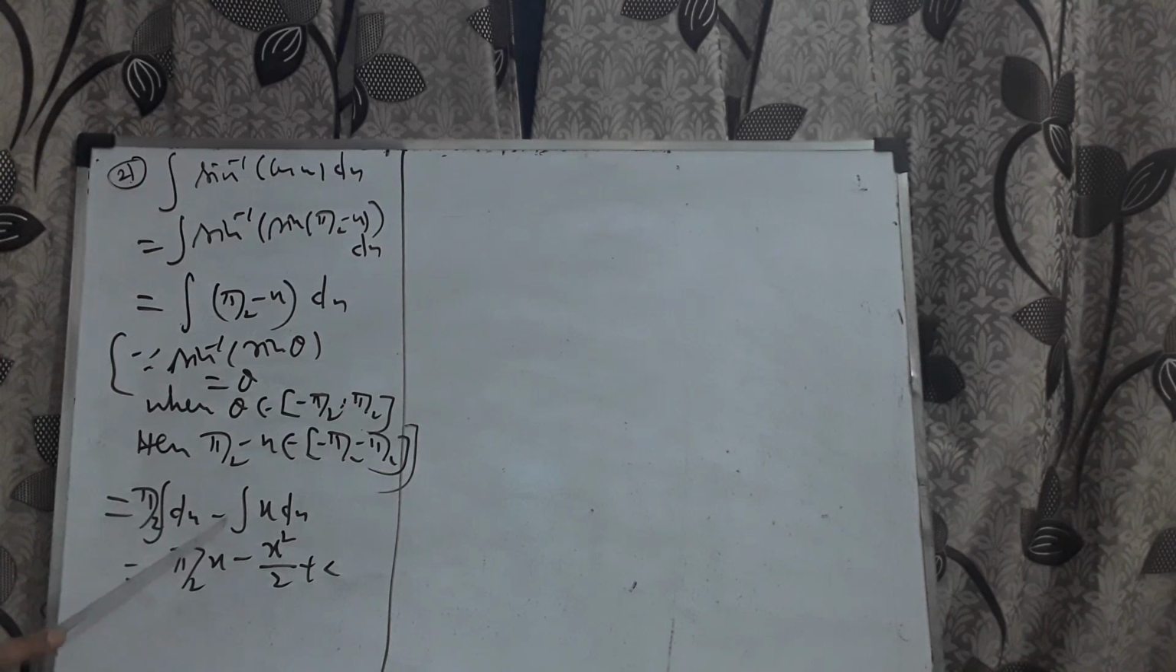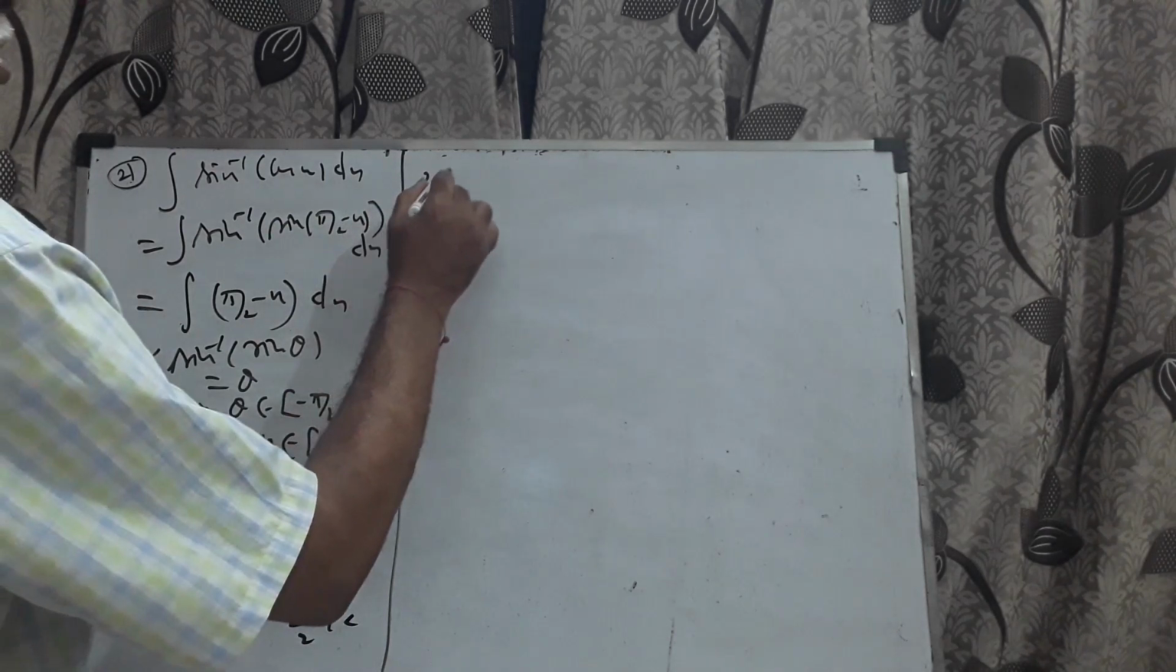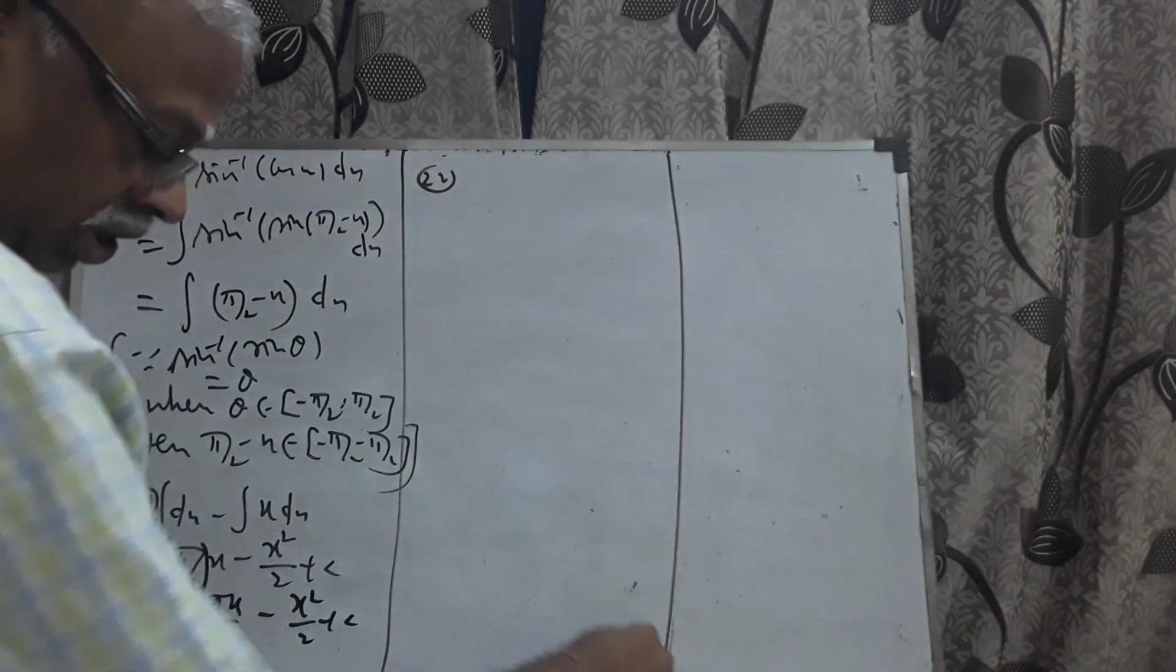Pi by 2 integral dx minus integral x dx. Pi by 2 x minus x square by 2. If you want, you can put it in brackets. The x is not in the denominator; x should be in the numerator. Or you can very well write this as pi x by 2 minus x square by 2 plus c. Remember the reason carefully. Then the 22nd sum.